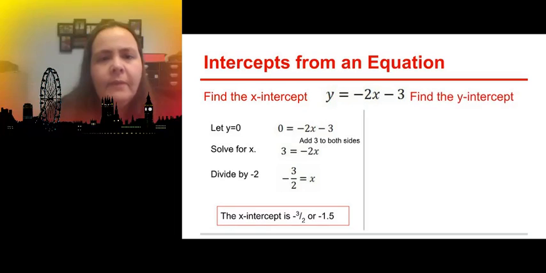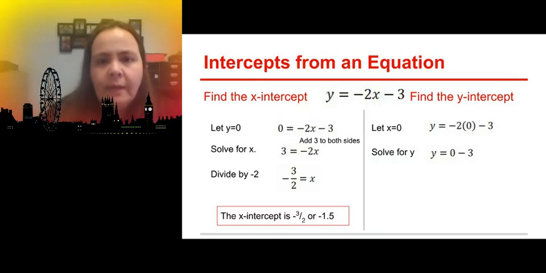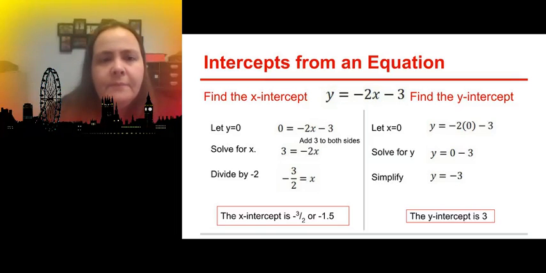Now, to find the y-intercept, we're going to follow the same process, but we're going to let x equal 0. And so we substitute and we get y equals -2 times 0 minus 3. If you notice, when we try to solve for y in this equation, we don't really have anything to solve for. We're really just evaluating the side where x is. So -2 times 0 is 0, and then we're going to simplify that. So 0 minus 3 is -3, and our y-intercept is -3. That should say -3 there, not +3. Sorry about that typo.